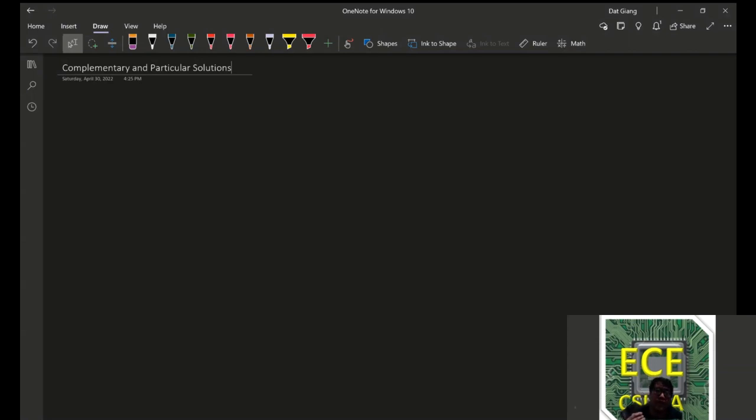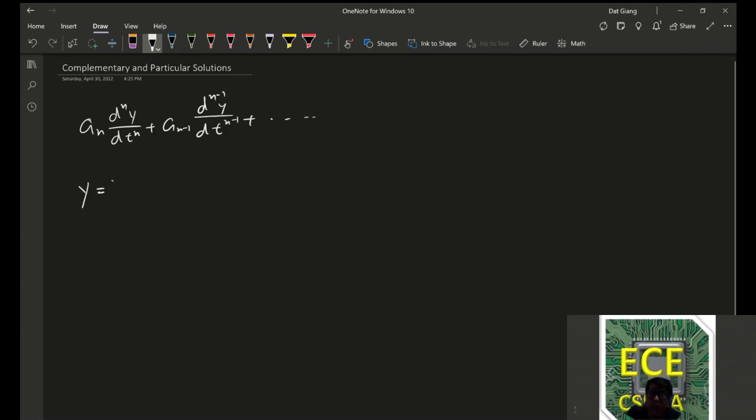Well, it turns out that it doesn't matter if there's potentially an infinite number of solutions because we only care about two. So generally for a higher order differential equation, let's say a_n d^n y divided by dt^n plus a_(n-1) d^(n-1) y divided by dt^(n-1), and so on and so forth, the general solution, we only care about two parts, yc and yp.